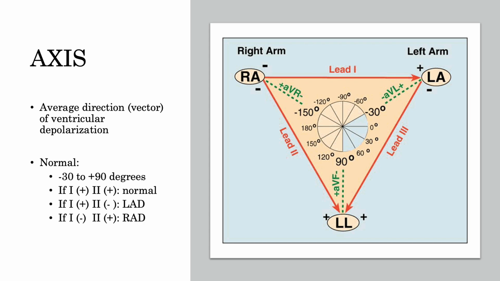For lead 1, if that is positive and lead 2 is positive, I have a normal axis. That means the QRS complex amplitude is mostly positive, so there is more of the QRS complex above the baseline as opposed to below the baseline. If lead 1 is positive and lead 2 is negative, I have a left axis deviation. And if lead 1 is negative and lead 2 is positive, I have a right axis deviation.